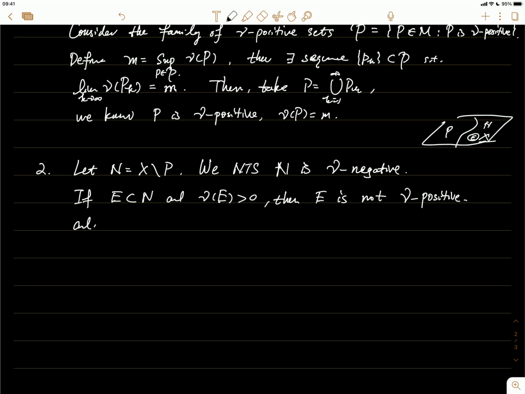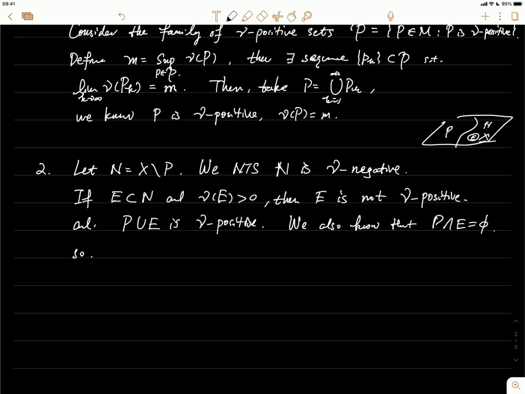the union of P and the E is also nu positive. Because P and E are both nu positive, so the union of them is nu positive. And because these two sides are disjoint, since the E is in the complement of P, we know the intersection of these two is empty.